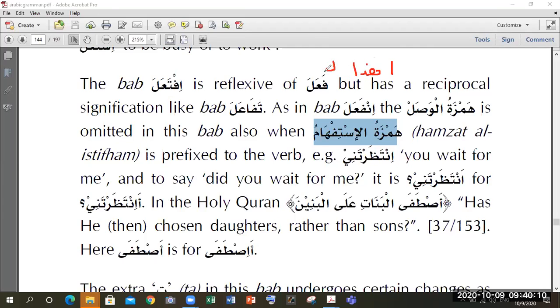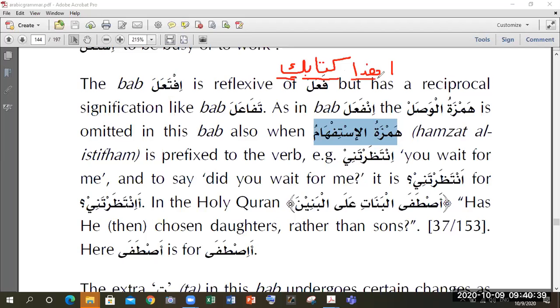We just revised, Nashmi, that when a pronoun is joined with a noun, kitab is a noun, right? This ka is an attached pronoun, so this pronoun is attached to a noun. Then this will be possession. Kitabuki, your book.